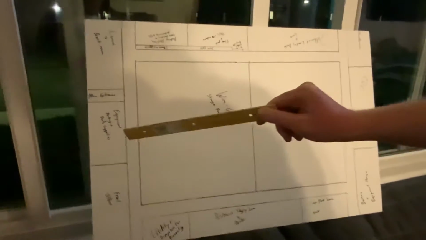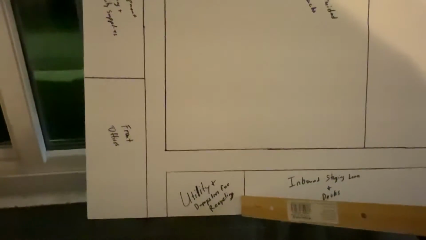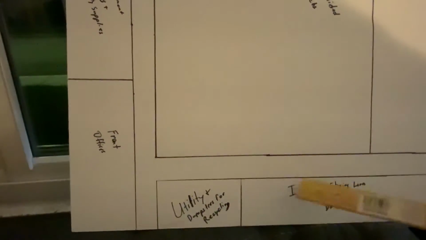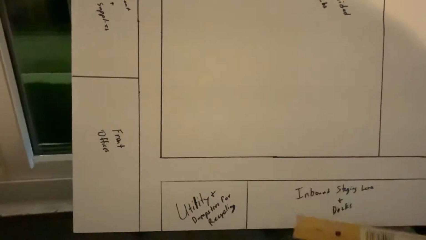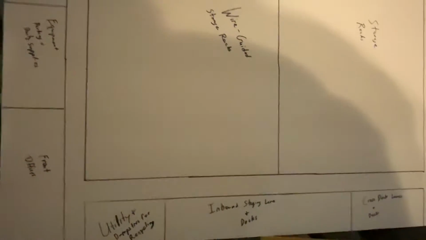We'll start the process at the front office, where all the dispatching is and some higher up supervisors work. Then we come down here to have utility, basically storing empty pallets, tearing pallets down, cardboard down to recycle. Then inbound, lanes and docks.